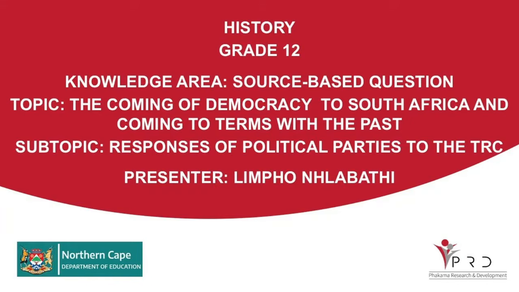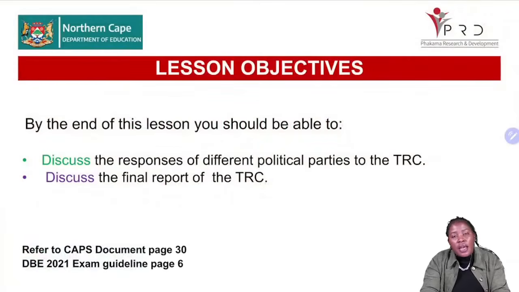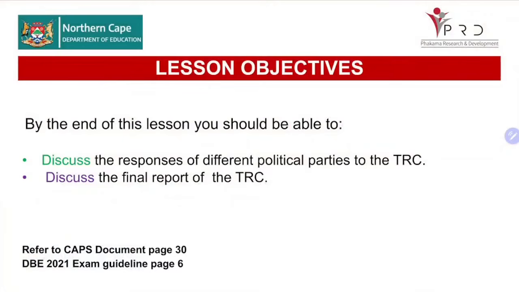Now, historians, we are still on topic 5 and the subtopic is TRC. Now, without any waste of time, learners, let us move to the objectives of the lesson. This lesson is based on the second last bullet point of the examination guideline, which is on the responses of political parties to the TRC. By the end of this lesson, you should be able to discuss the responses of different political parties to the TRC. And lastly, you should also be able to discuss the final report of the TRC.